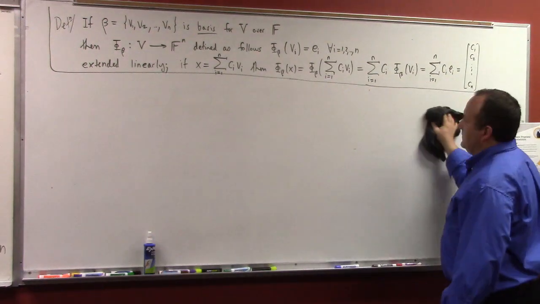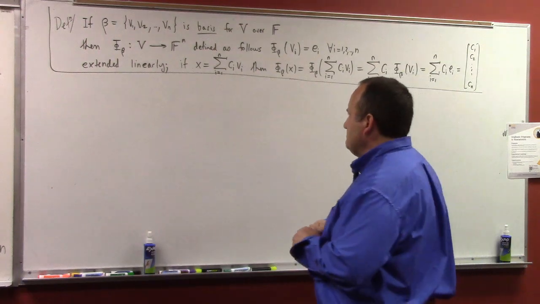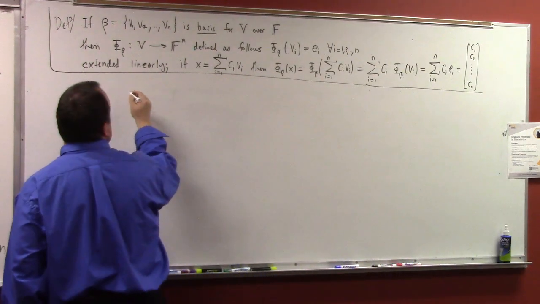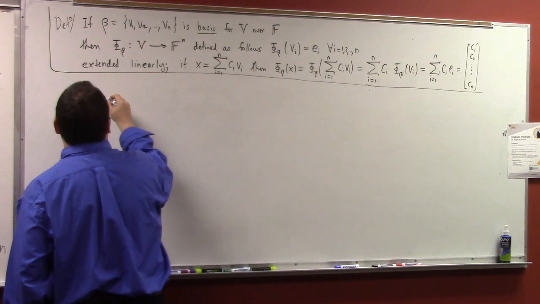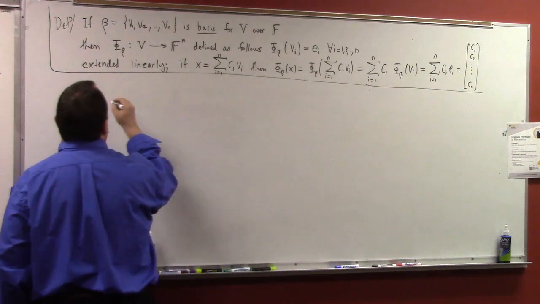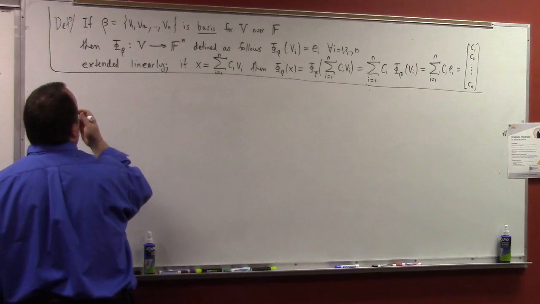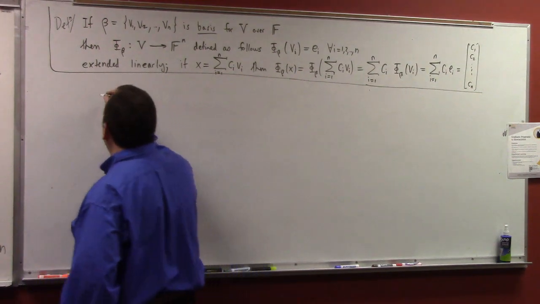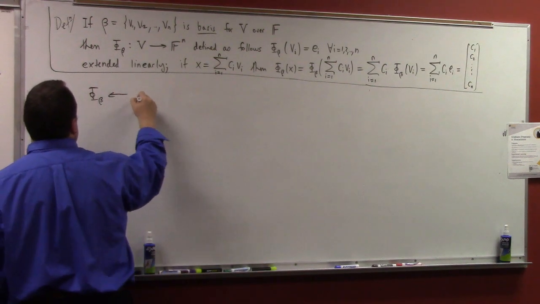Okay, so to prove that the coordinate map is an isomorphism, how about this? Well, let's see here. So we call this map the coordinate map. Phi beta is the beta coordinate map.